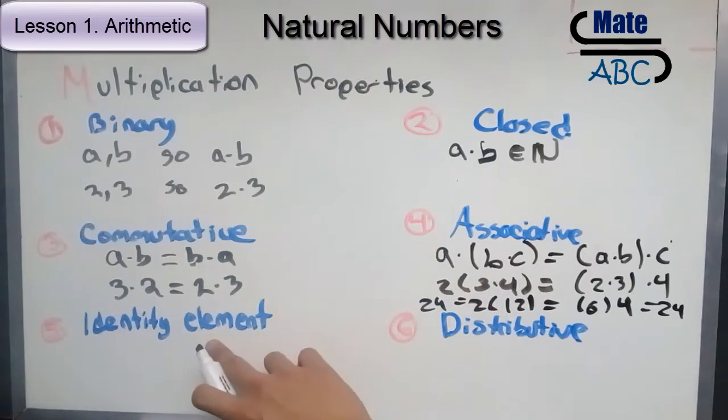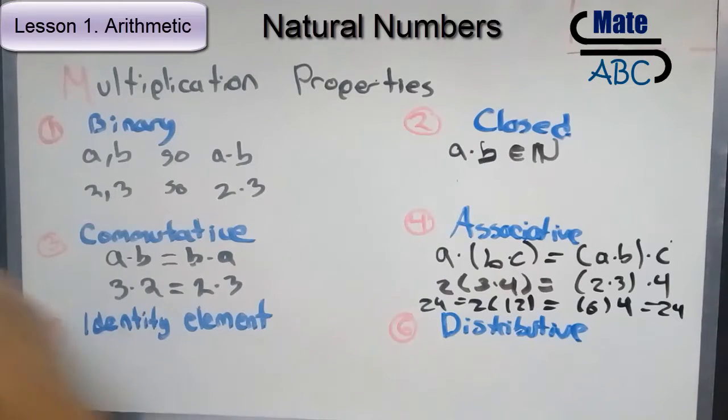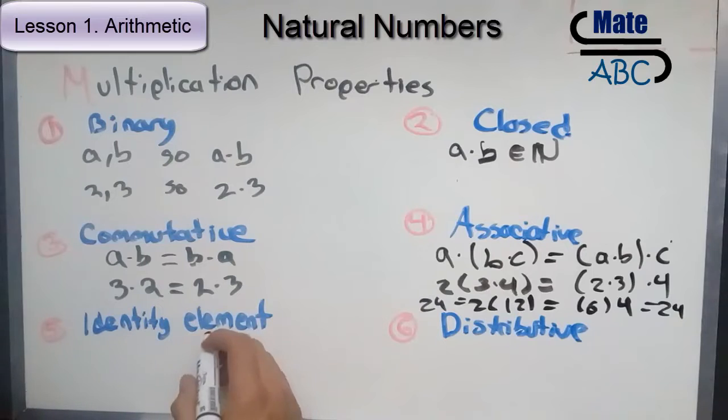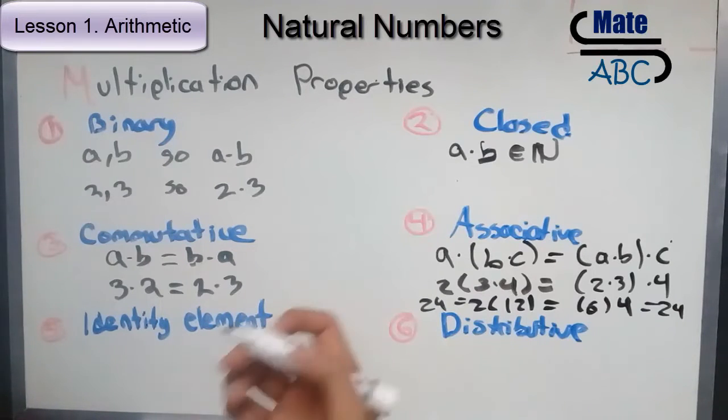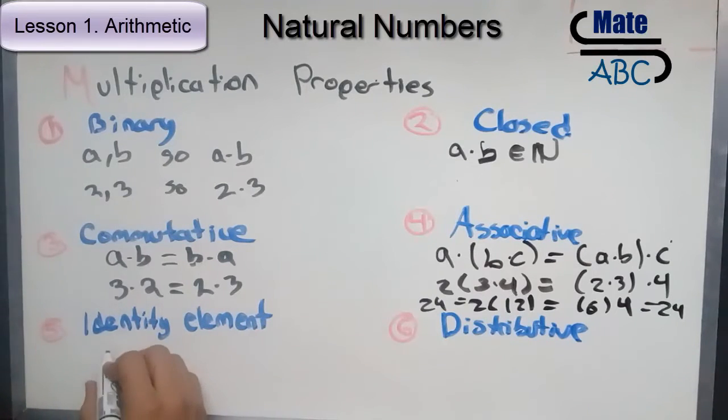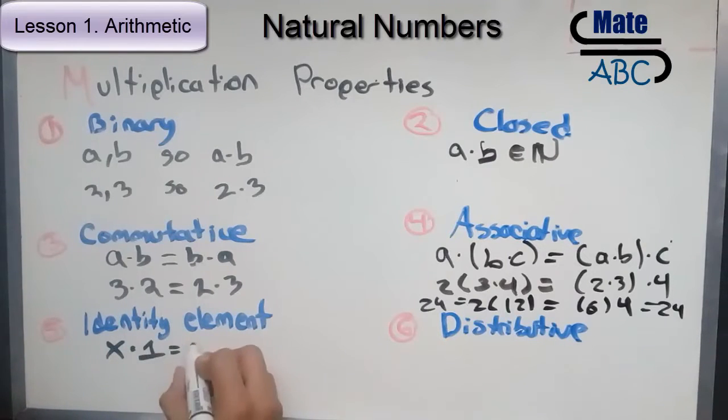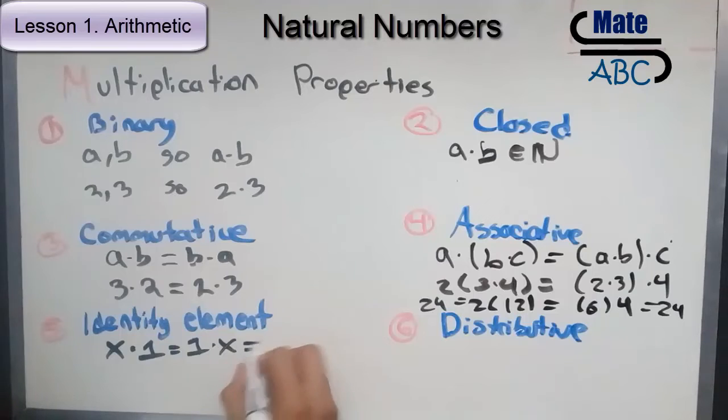The fifth one is the identity element, and it says that any number multiplied by 1 is itself. So x times 1 equals 1 times x, and this equals x.